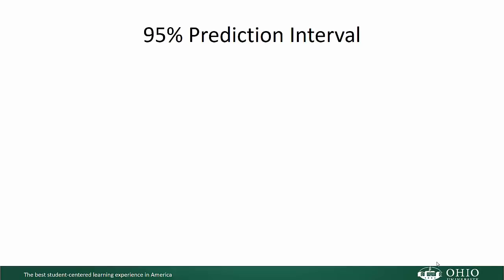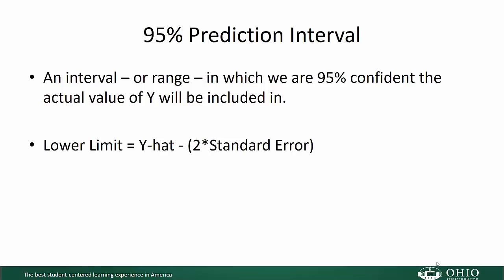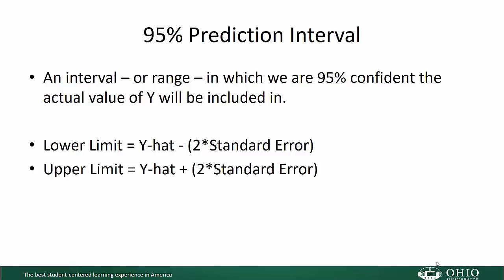Another useful statistic to compute is the 95% prediction interval. This is an interval or range in which we are 95% confident that the actual value of y will be included. To determine the lower limit of the range, you take y hat minus 2 times the standard error. To compute the upper limit, you take y hat plus 2 times the standard error.